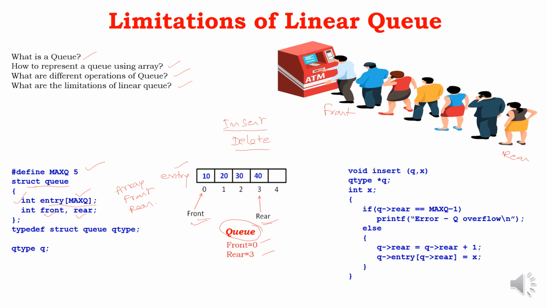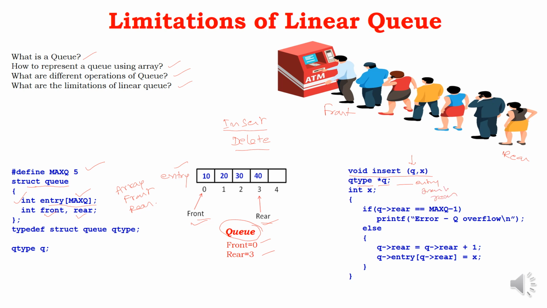How to insert? Let me explain. There is a function called insert, insert(q, x), where q is of type QType. Asterisk q means it is a pointer. It is going to be modified. That's why whenever we call a function, we pass a reference parameter. The variable which holds the address of another variable is a pointer. So q is of type QType, which is having three members: entry, front, rear.